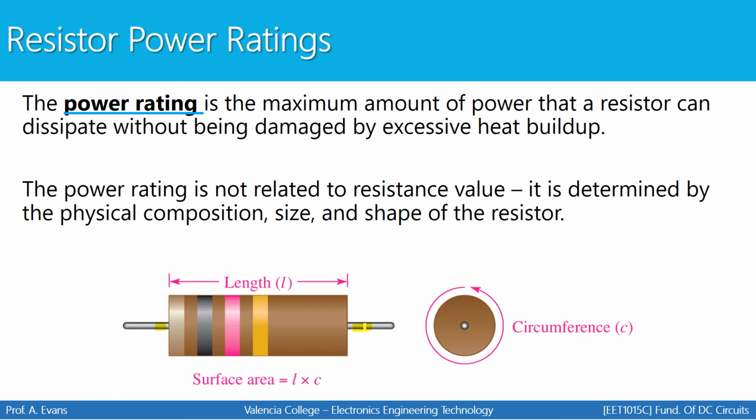But as you're building electric circuits, you have to be aware of how much power your components can handle, because if you overpower them, then your circuit becomes hot and you have components that will fail. So the power rating for a resistor lets you know how much power that resistor can tolerate without being damaged by excessive heat. The power rating is not related to your resistance value. So you can have a 100 ohm resistor, a 1 kilo ohm resistor, a 100 kilo ohm resistor. They're all going to have different power ratings based on the manufacturer. The power rating is determined by the physical composition of the resistor, its size, and its shape.